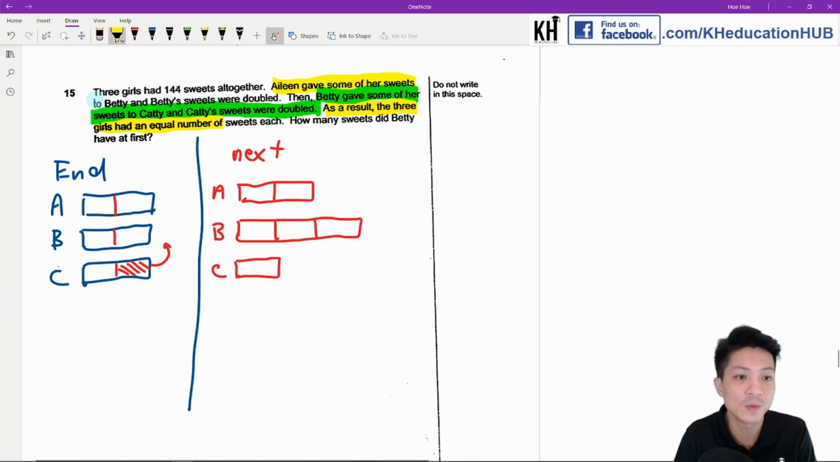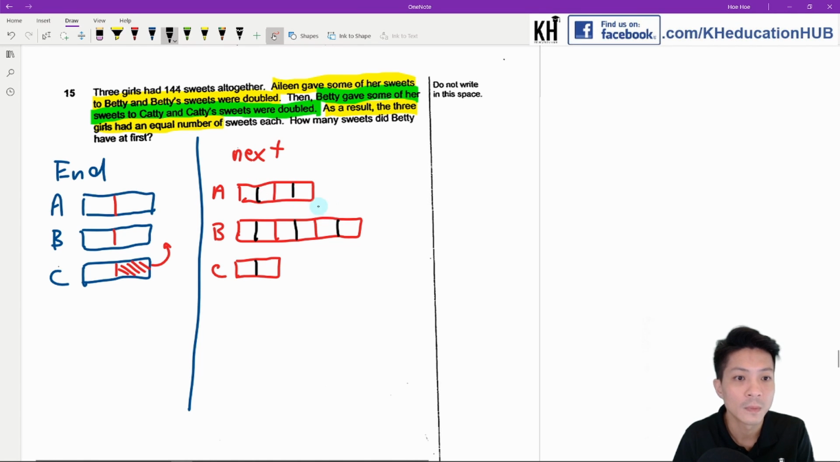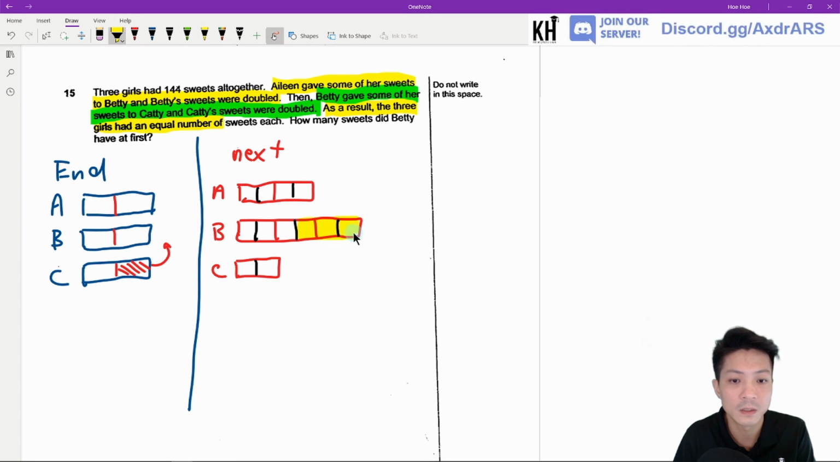Aileen gave some of her sweets to Betty, and Betty's sweets were doubled. So now I need to return half of Betty's sweets to Aileen. If I cut this into half, that means everything else I need to cut into half. Okay, so this is the part that needs to be returned.